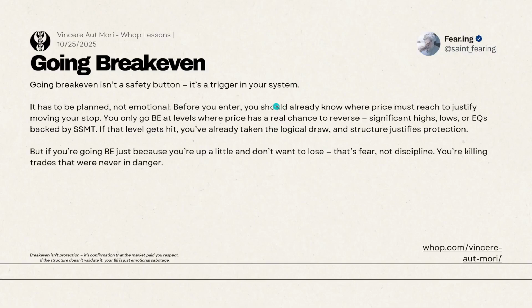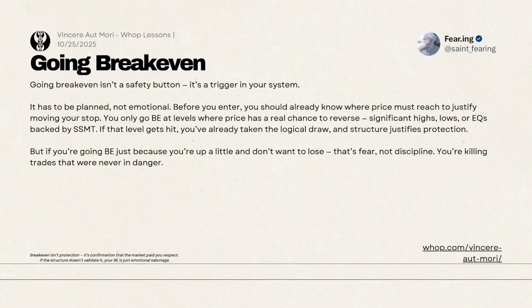So before you enter, you should already know where price must reach to justify moving your stop loss. You can only go break even at levels where price has a real chance to reverse: significant highs, significant lows, EQs, assuming that EQ is backed by sequential SMT. And that's what I was talking about earlier with potentially reversing at EQ.